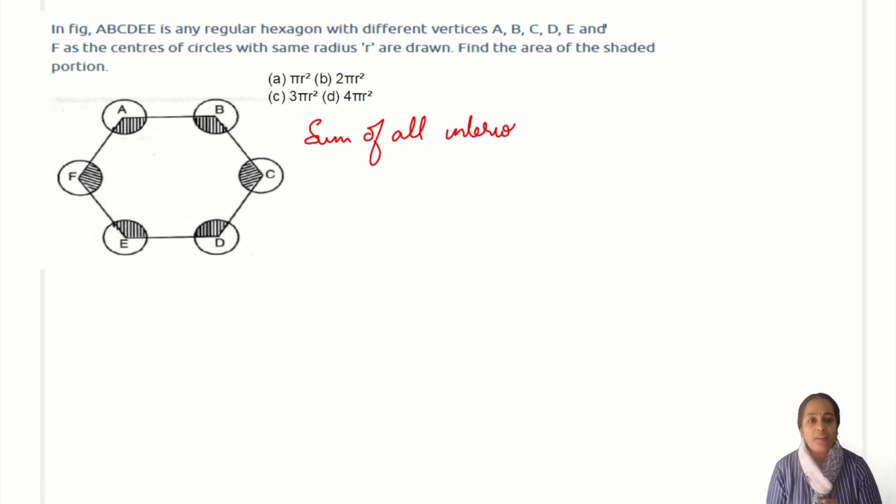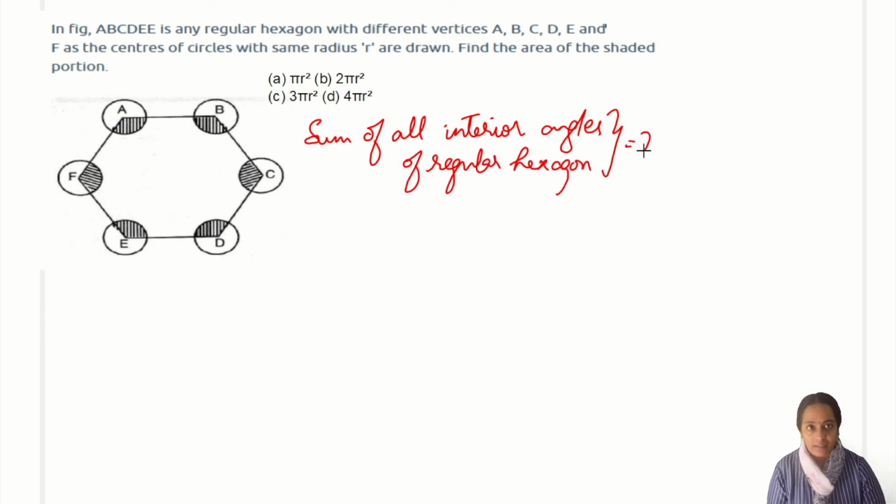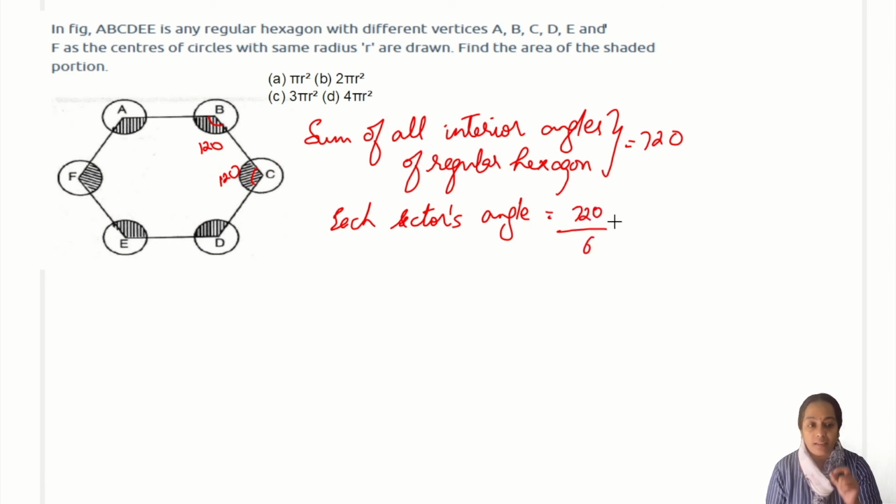What do you see? So to find that, we have to write the formula for the sum of all interior angles of the regular hexagon. What is the sum of all interior angles of a regular hexagon? So that's going to be 720 degrees, which we already know. Now we have to find the interior angle of each sector there, which is going to be 120 degrees. Each sector is having the interior angle as 720 divided by 6, which is 120 degrees. So I have to find the area of the shaded portion, which is 6 sectors there.